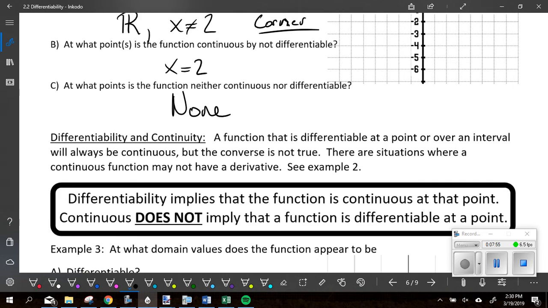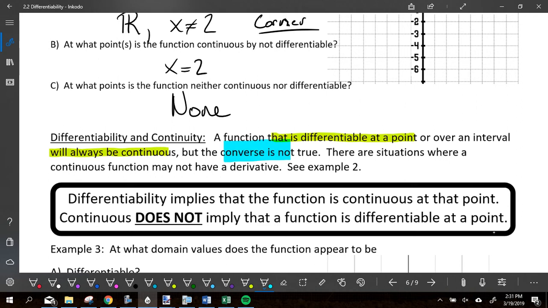This is the key to today's lesson. Out of everything we've done, this is the most important thing. Make sure you got it. Differentiability and continuity. A function that is differentiable at a point or over an interval will always be continuous. If you say that something is differentiable, it is implied and it is guaranteed that that thing is continuous. However, the converse is not true. If something is continuous, that does not mean it's differentiable. All right, that's super important.